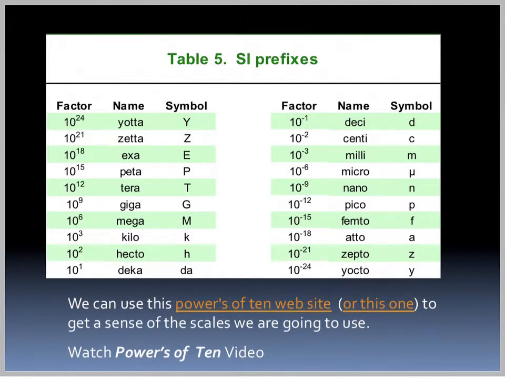So what I've given you is a video called Powers of 10. And it's an older video, but it really gives you a good idea of all the different powers of 10 and the large and small of our universe.